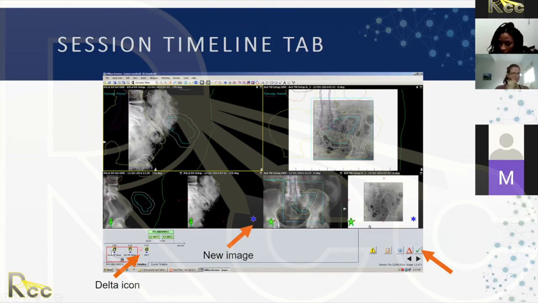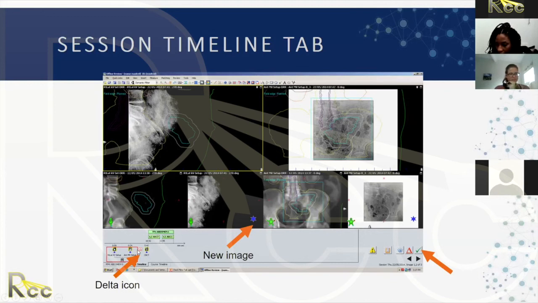So here again, you see that there's the right lateral KV setup and anterior MV setup. This particular icon here is a delta icon. It means that there's a shift made prior to acquiring the cone beam CT. So if you see this star button right here, it means that these images were acquired, a shift was made, the delta icon, and then the cone beam CT was acquired, and this is a new image that needs to be reviewed. So once you review your cone beam CT, if you like it, then you can click this check mark. It checks it off that it's been reviewed for that particular patient.